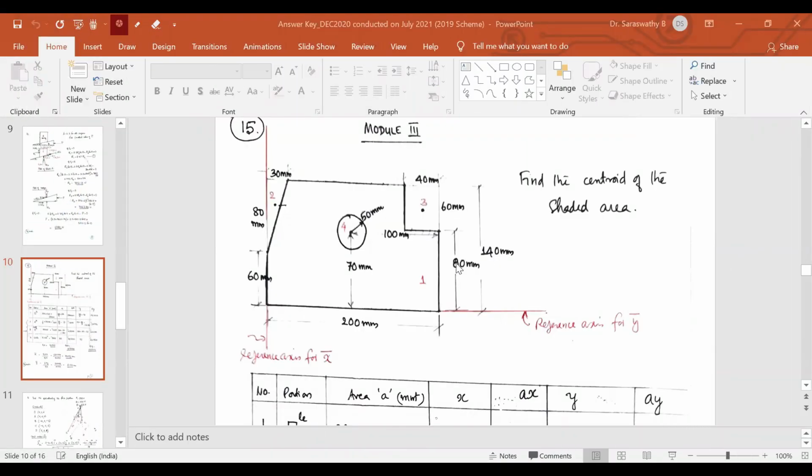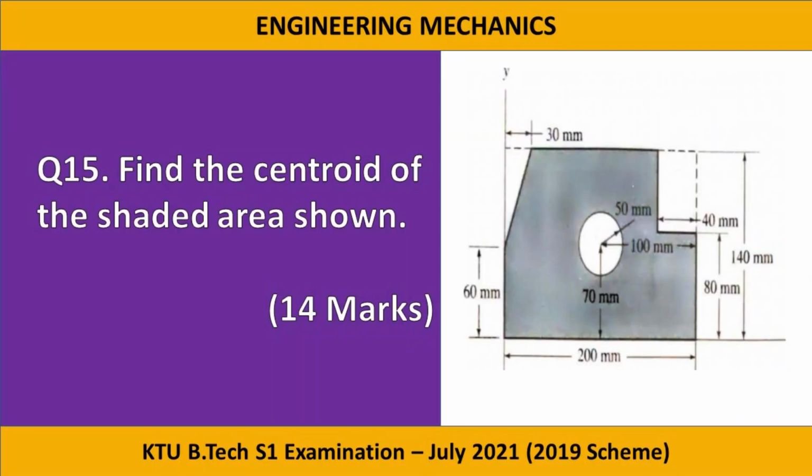Good morning. Today we are going to discuss from Module 3 onwards of EST 100 Engineering Mechanics December 2020 examination. Module 1 and 2 as well as Part A were described in the previous videos. So question number 15 of Module 3, the question is find the centroid of the shaded area.